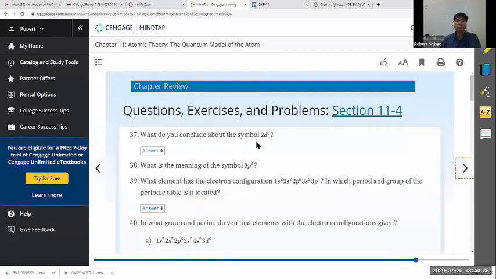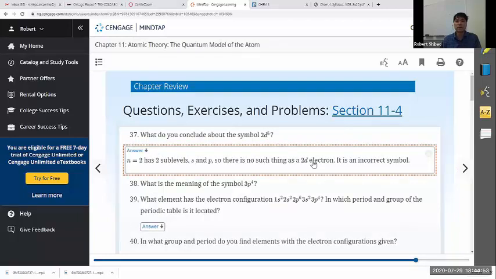What do you conclude about the symbol 2d? 2d is not possible. That violates quantum rules. 2d would be n equals 2, so the max l is 1, which would be a p. d would have an l of 2, so it's impossible. Incorrect.